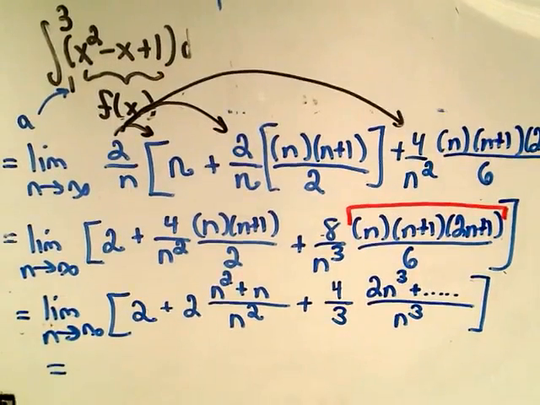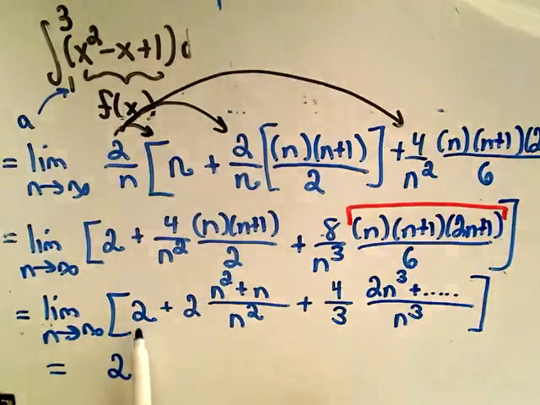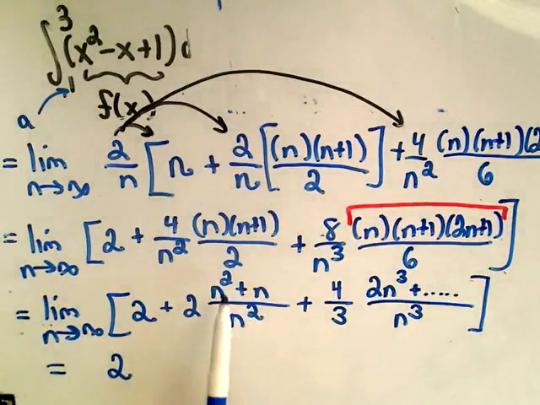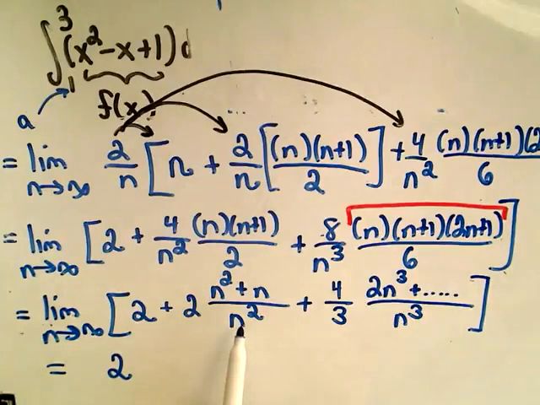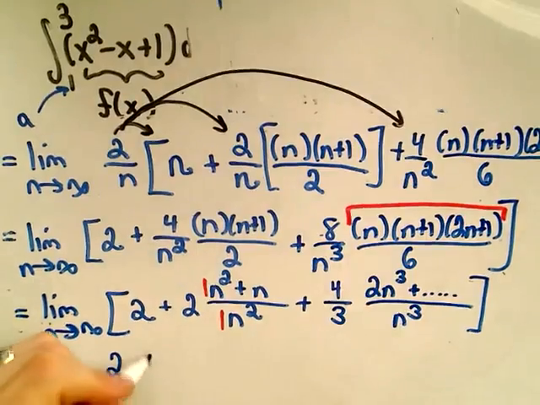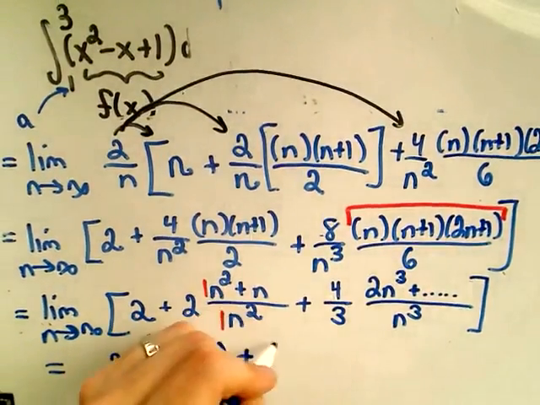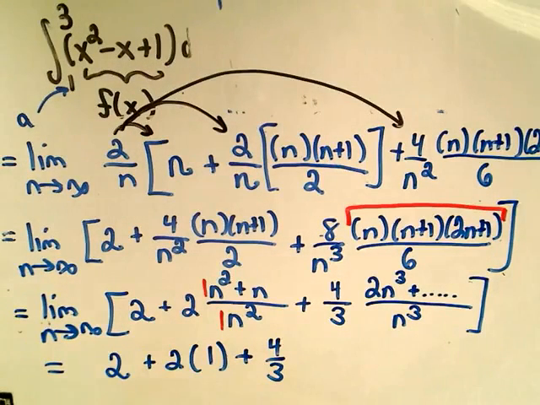So at this point, when you have limits at infinity, remember the trick is, okay, so the limit of a constant would just be the constant, so the limit as n goes to infinity of 2 is just 2. Remember, if you have limits at infinity and you have a rational function, if the degree of the numerator is equal to the degree of the denominator, the limit is just simply equal to the ratio of the coefficients. So these both have coefficient of 1 and 1. So the second part will turn into 2 times their ratio, which is just 1. Then we have 4/3 hanging out.